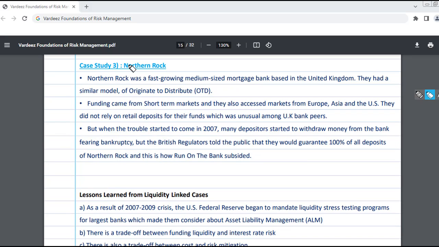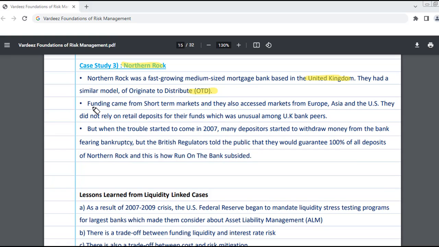All right, the third case study we have for liquidity is Northern Rock. Now, it was also a fast growing medium-sized mortgage bank based in the United Kingdom. They had a similar model, that is OTD, originate to distribute. We've already talked about this OTD business model. You follow the securitization process, you pool it and you distribute it to the SPV. That's what they had followed.